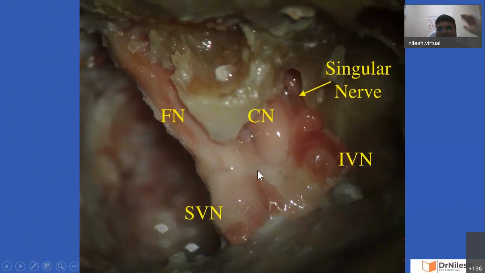We all know the internal auditory meatus has 5 nerves, 4 major and 1 smaller. So posterior superiorly will be the superior vestibular nerve, anterior superiorly will be the facial nerve, anterior inferiorly will be the cochlear nerve, posterior inferiorly will be the inferior vestibular nerve, and an offshoot from the inferior vestibular nerve is nothing but the singular nerve.